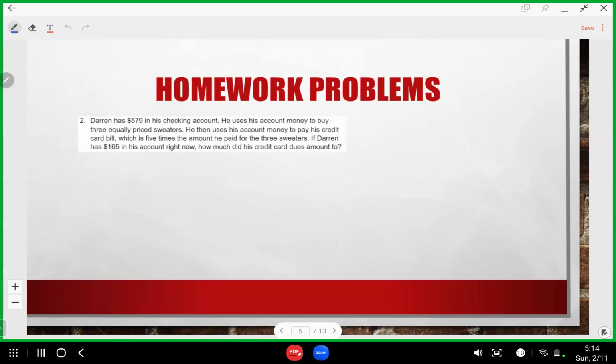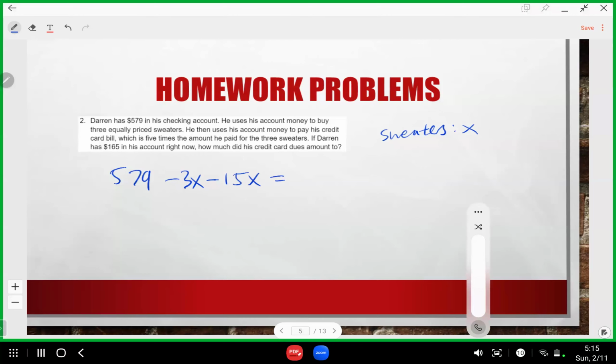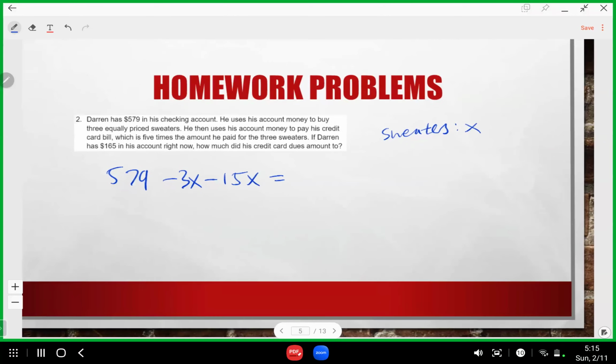Well, first, I used x for each sweater, and so the sweaters are 3x. We're subtracting money, so it's minus 3x. Minus 15x, because it's just 5 times 3x. Okay, and that's equal to what? That's 18x total, and right now he has 165.